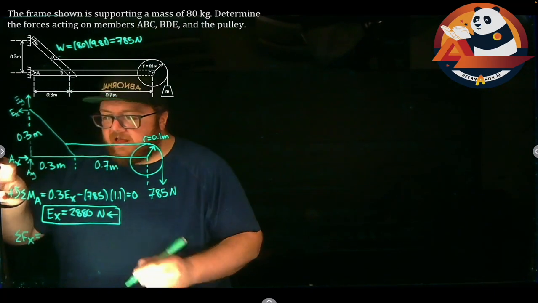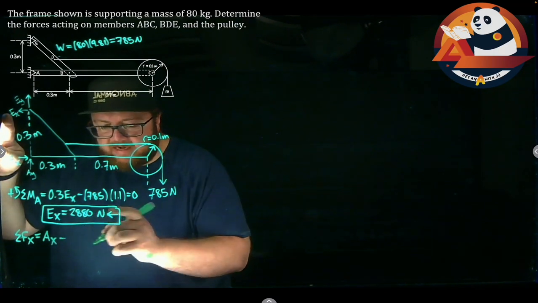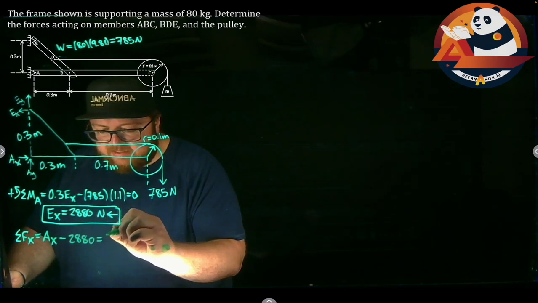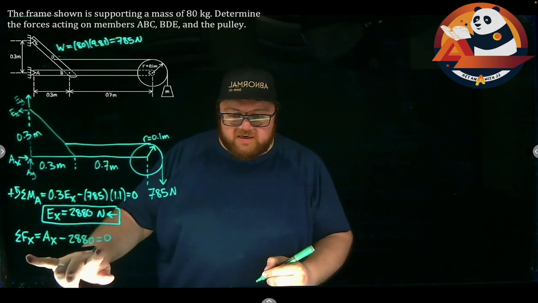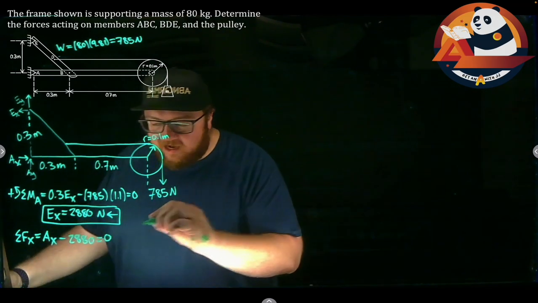Summing forces in the X. I'll have AX to the right, minus EX, minus, we just found it, EX is 2880. Should get us to 0. Again, make your equation, even when it's a really easy one to solve out. Get the equation written to document your work, and then solve it.